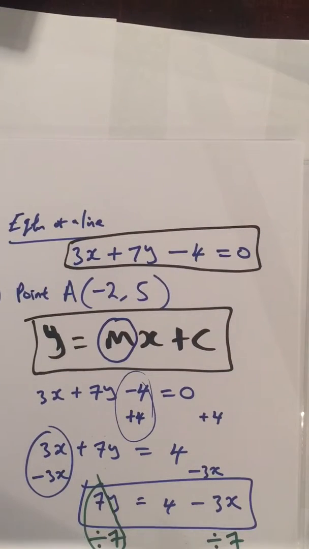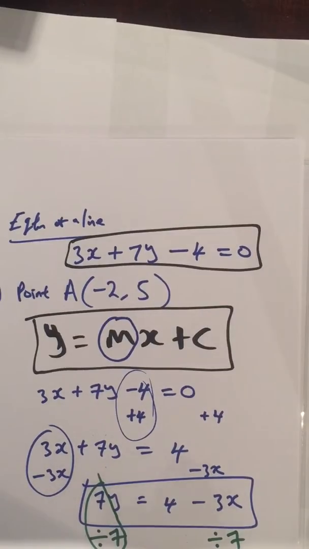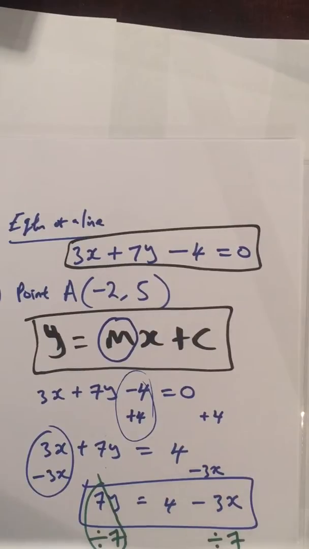But we wouldn't leave it this way. Rather, we are going to split it completely. So y equals, if you have 4 minus 3x all divided by 7, is the same thing as 4 divided by 7 minus 3x divided by 7. It's the same thing. Okay?